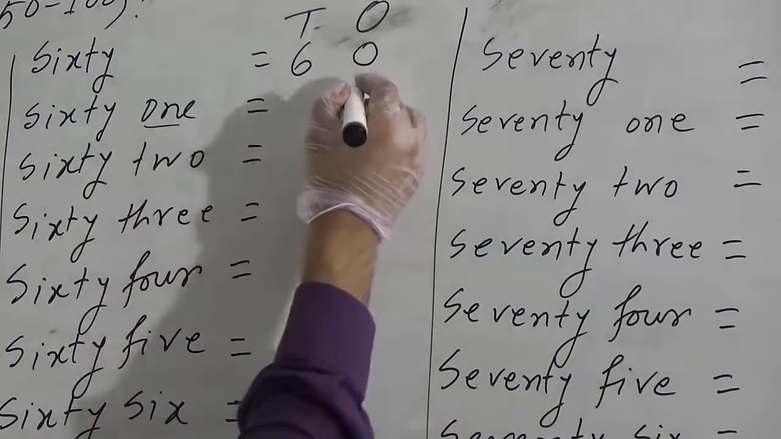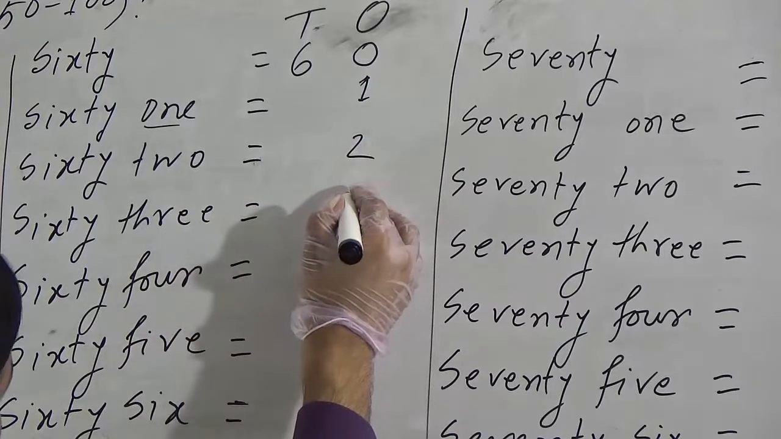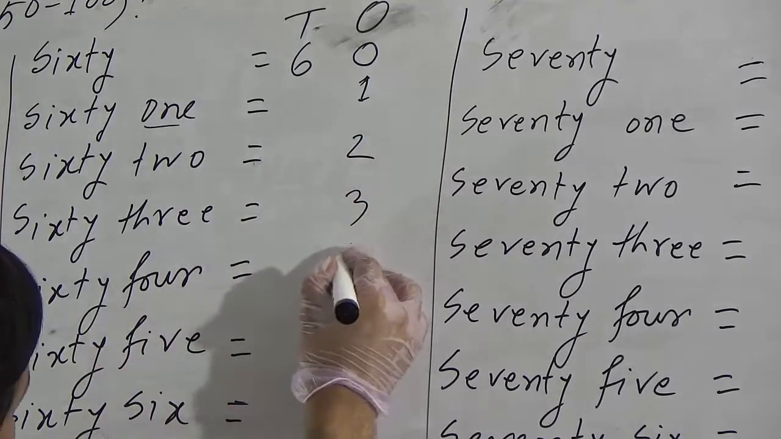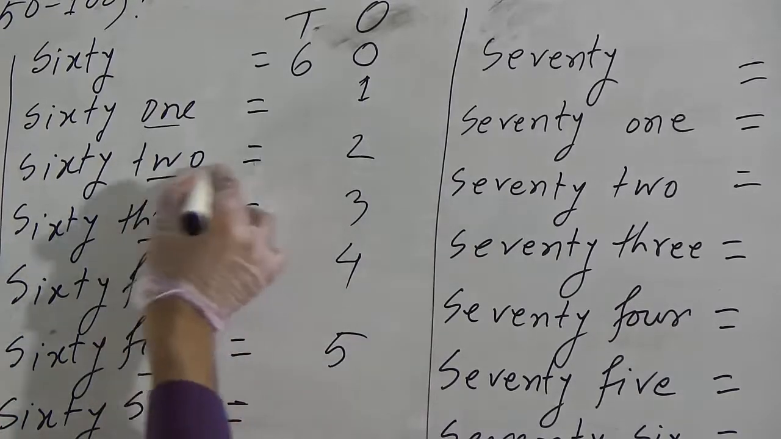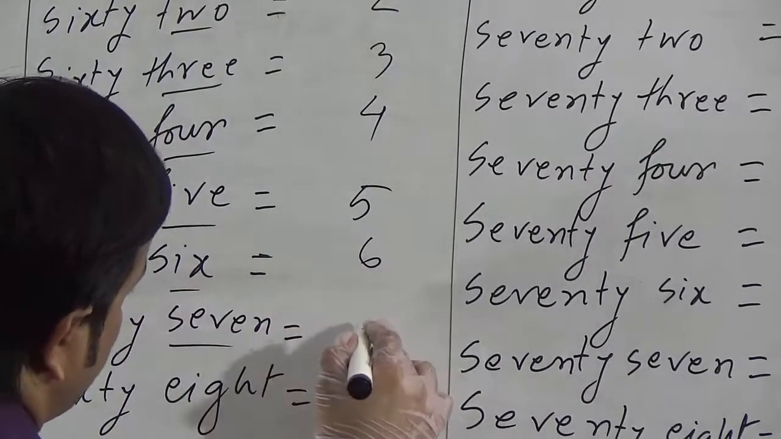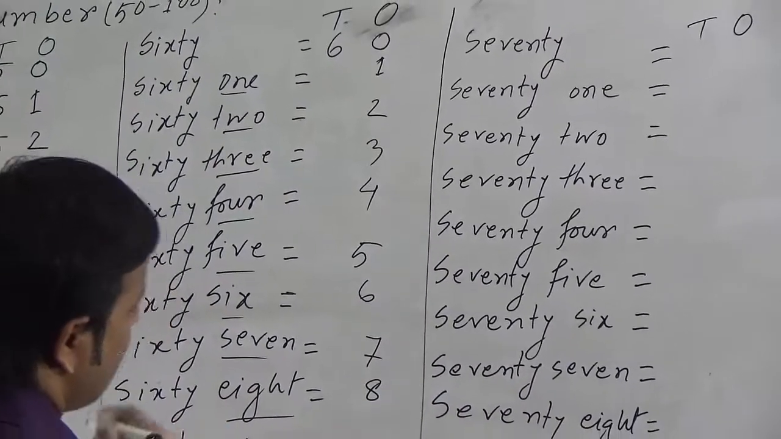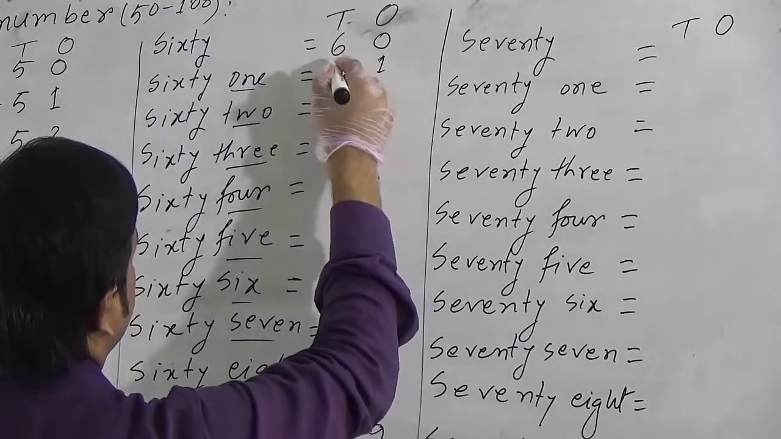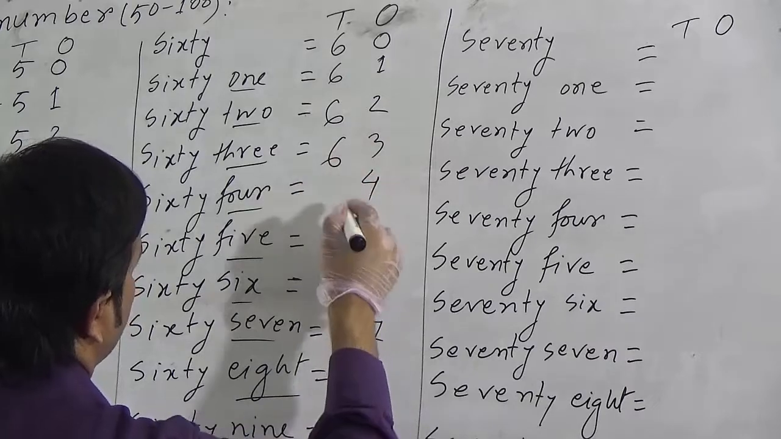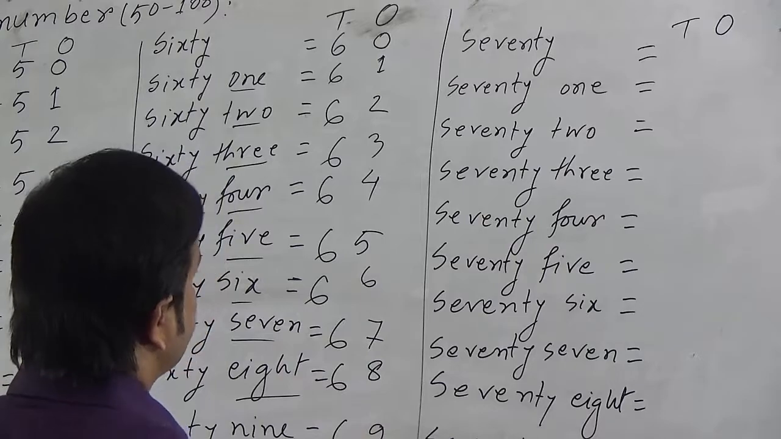If it is 1, ones position will be 1. If it is 2, ones position will be 2. If it is 3, ones position will be 3. If it is 4, ones position will be 4. If it is 5, ones position will be 5. If it is 6, ones position will be 6. If it is 7, ones position will be 7. If it is 8, ones position will be 8. If it is 9, ones position will be 9. And always tens position remains same. So we can write using this technique.